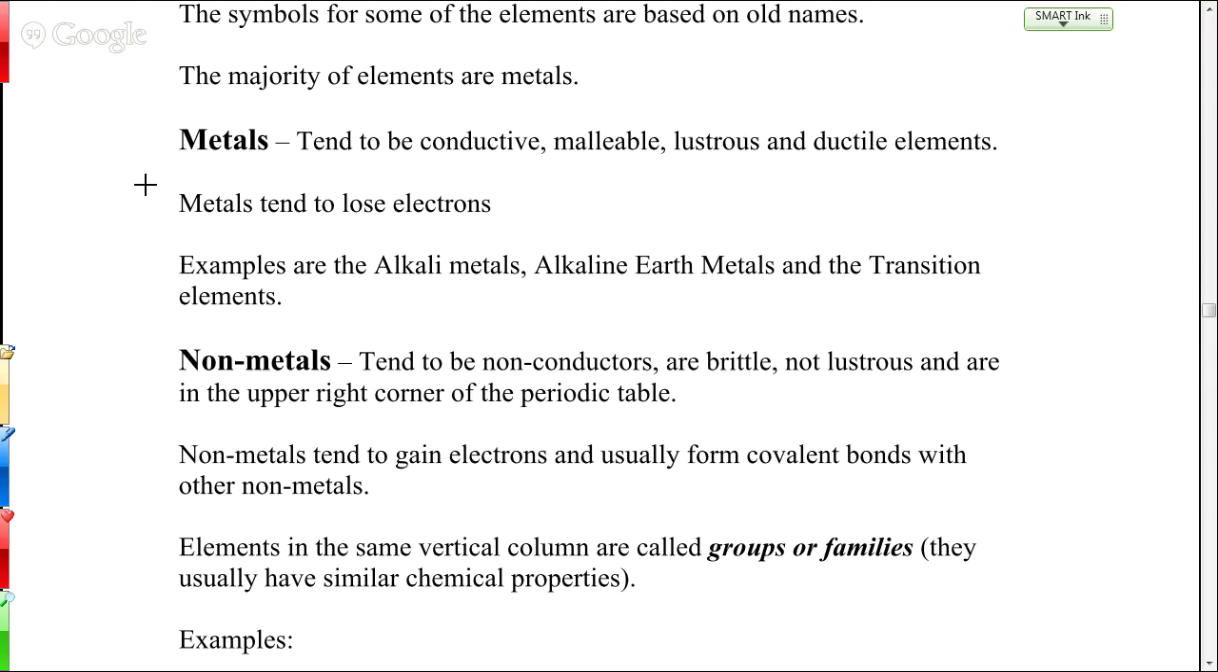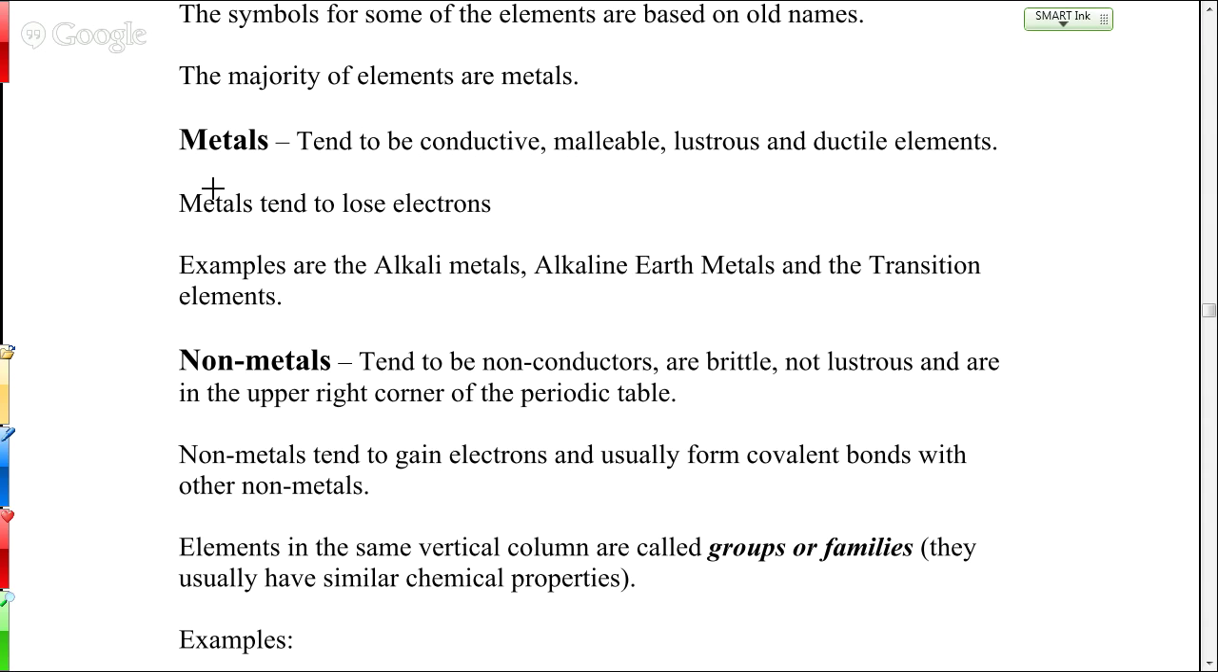Ductile is similar, but it has to do with wires. Ductile means that it can be pulled into thin wires. So you can make wires out of metals in ways that you can't with non-metals. Now these are, of course, generalizations, and there are always exceptions to these things and various special formulations, but in general, these things seem to apply and seem to be true.